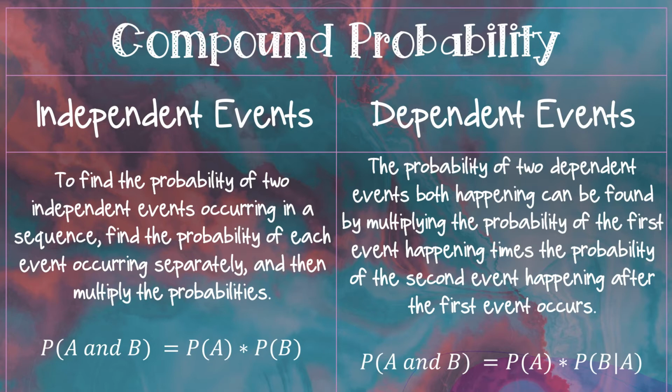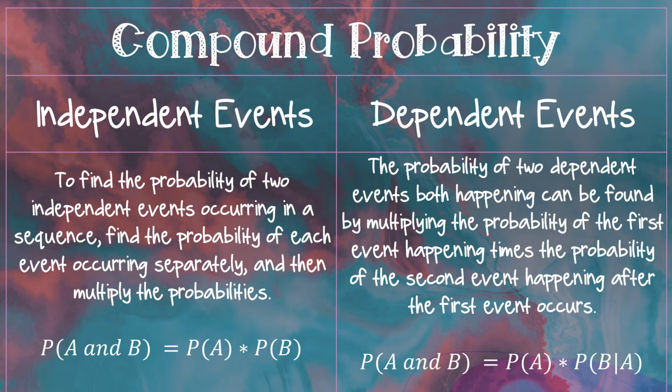Okay, so this leads us to compound probability. When the events are independent, when you're trying to find the probability of A and B, you will multiply those two probabilities together. So the probability of flipping a heads and rolling a 3 on a die. Flipping a heads would be 1/2, rolling a 3 would be 1/6, so you would do 1/2 times 1/6, and that would give you your probability.